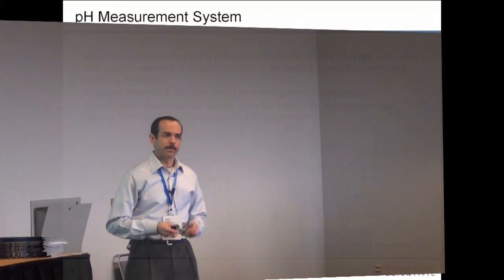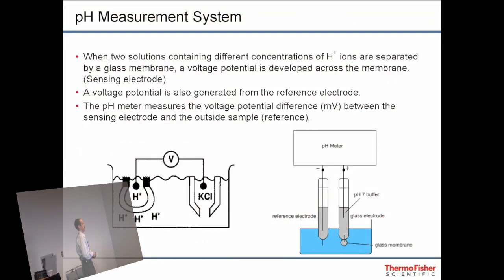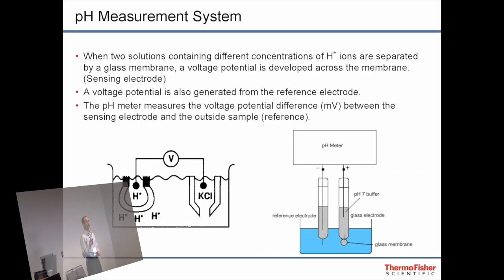All right, a little bit about how it all works and the pH measurement system. There are a few parts to the system when you're measuring pH. The first part is the pH meter, right? You can't do it without a pH meter. The pH meter is nothing more than a voltmeter. I'm sure a lot of you have used a voltmeter at home or at school.